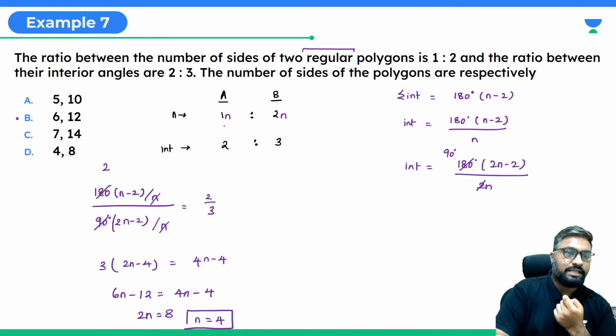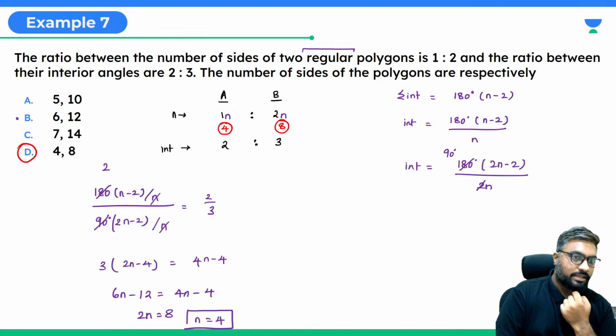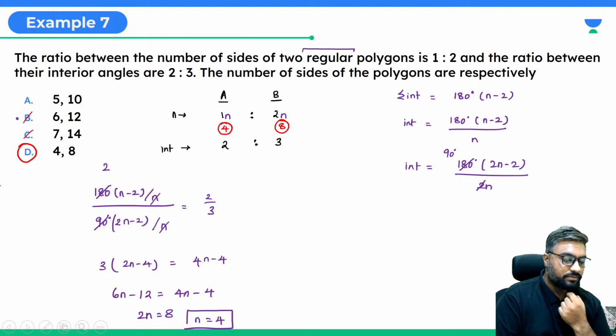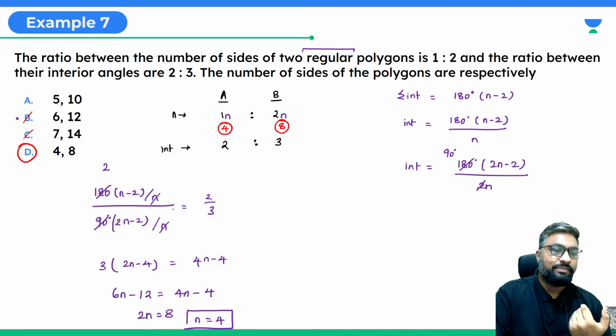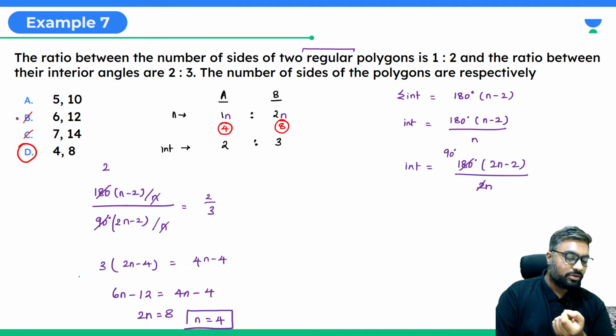If the number of sides in A is 4, then in B it will be 8. 4, 8 is the right answer. Okay Dinesh, Priyanshu, 6, 12, 7, 14 won't work out. Yes. So this is how you would answer this algebraically. If you want to do it manually, what will happen here?